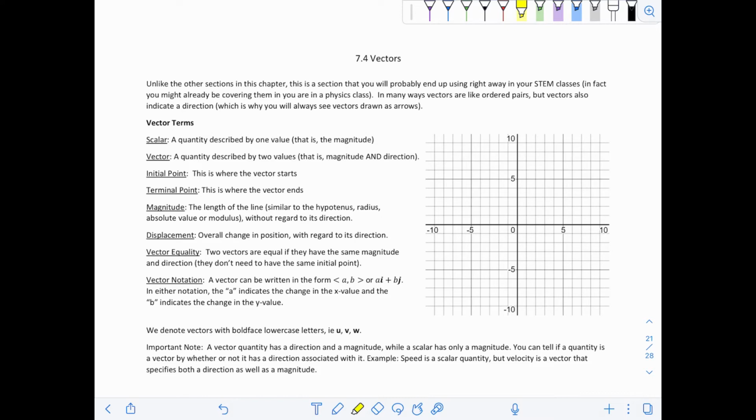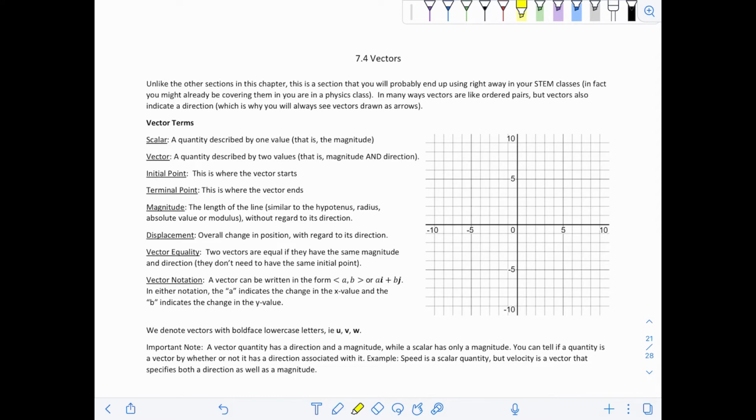So vectors is a really important topic specifically in physics. So it's possible that if you're in a physics class right now, you might have already started to talk about vectors. What we're going to look at in these sections is really to see how vectors relate back to a lot of what we've talked about in trigonometry already. So on this first page, we have a lot of definitions that go along with vectors.